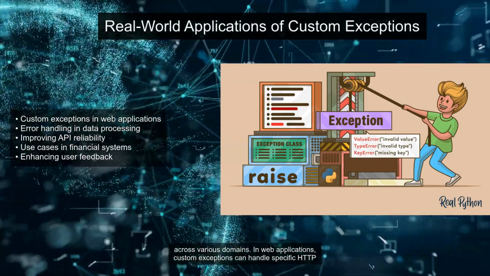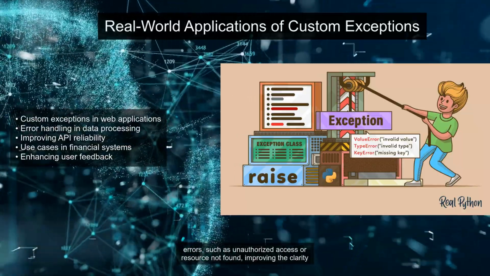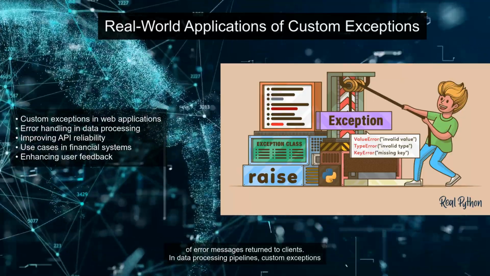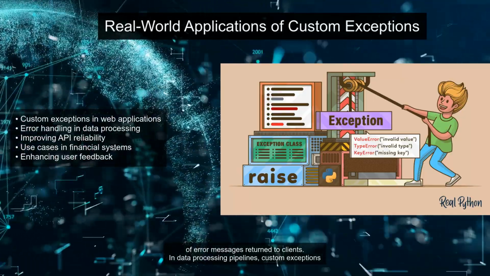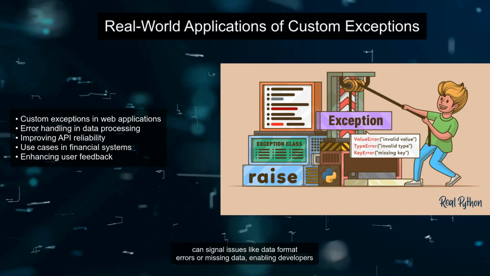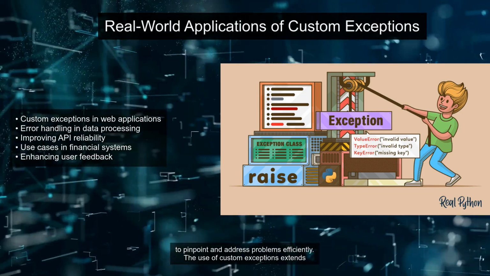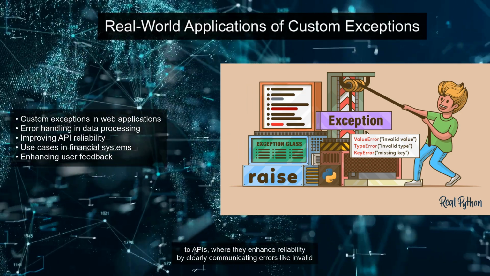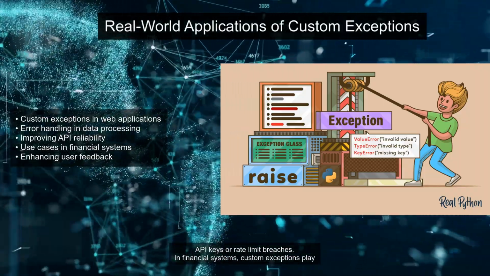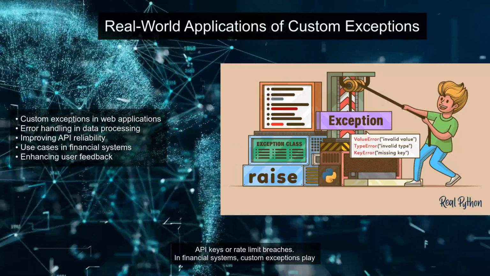In web applications, custom exceptions can handle specific HTTP errors, such as unauthorized access or resource not found, improving the clarity of error messages returned to clients. In data processing pipelines, custom exceptions can signal issues like data format errors or missing data, enabling developers to pinpoint and address problems efficiently. The use of custom exceptions extends to APIs, where they enhance reliability by clearly communicating errors like invalid API keys or rate limit breaches.